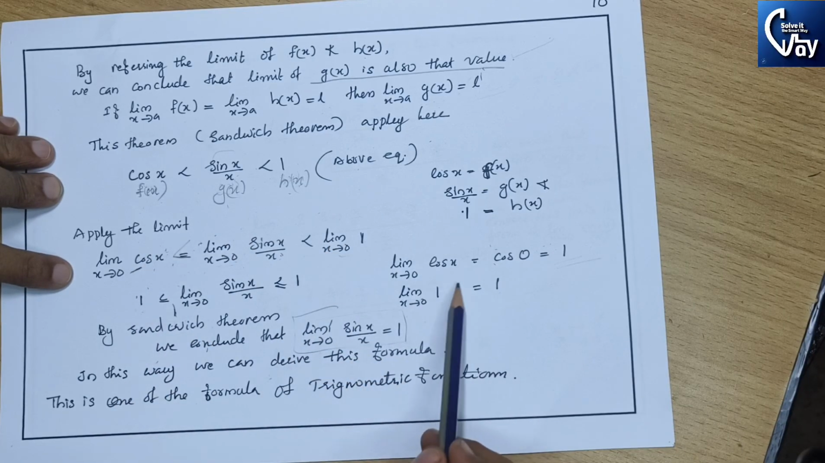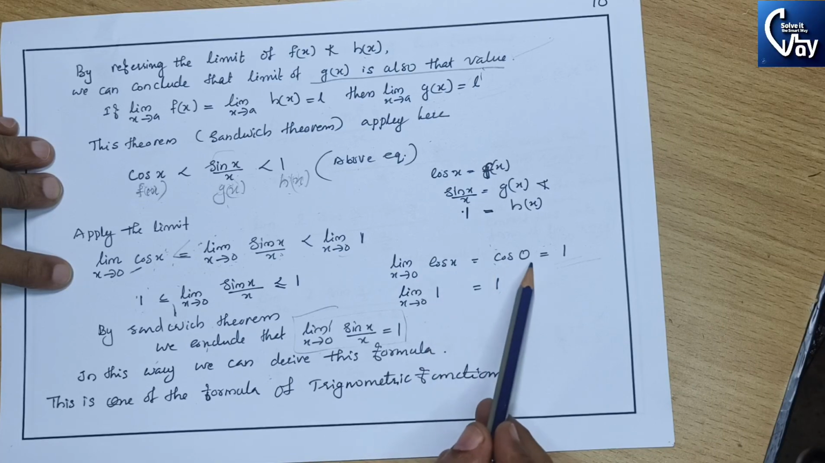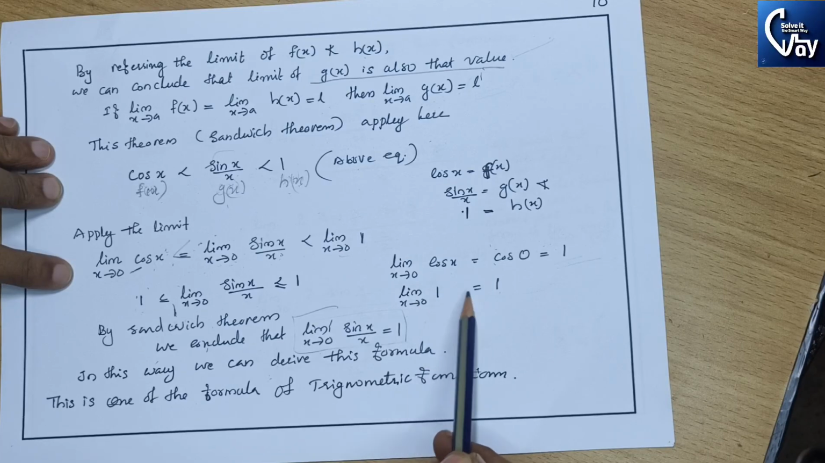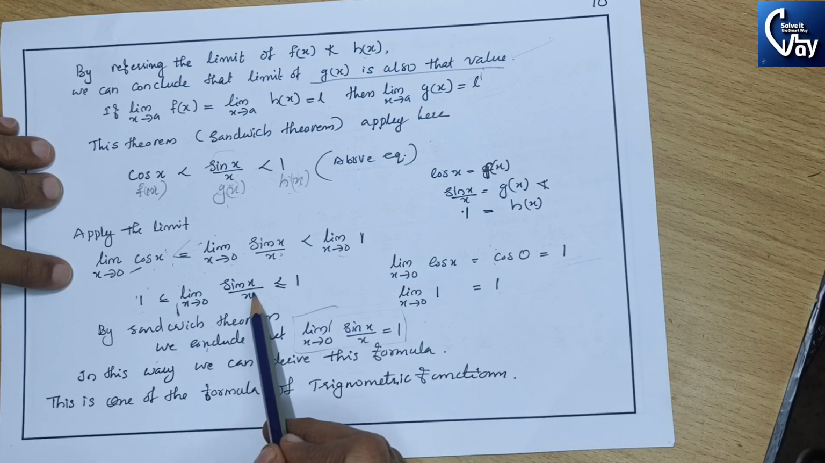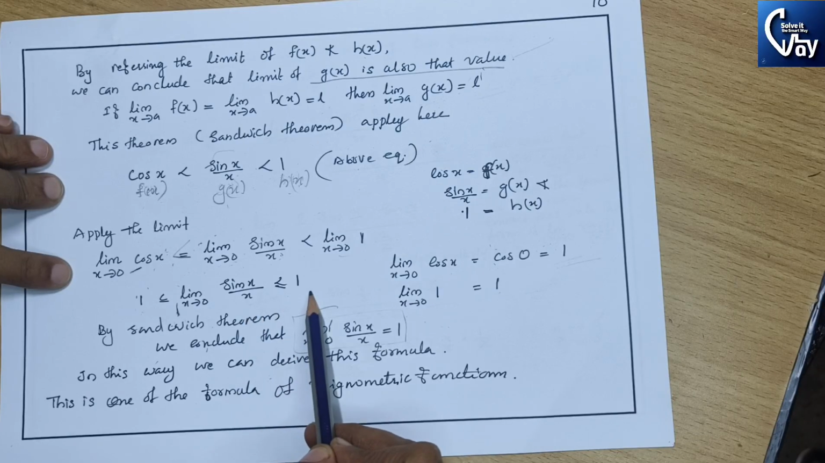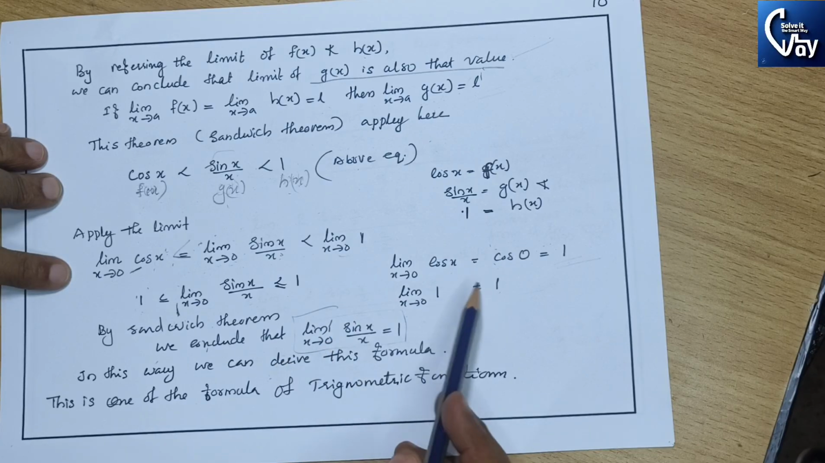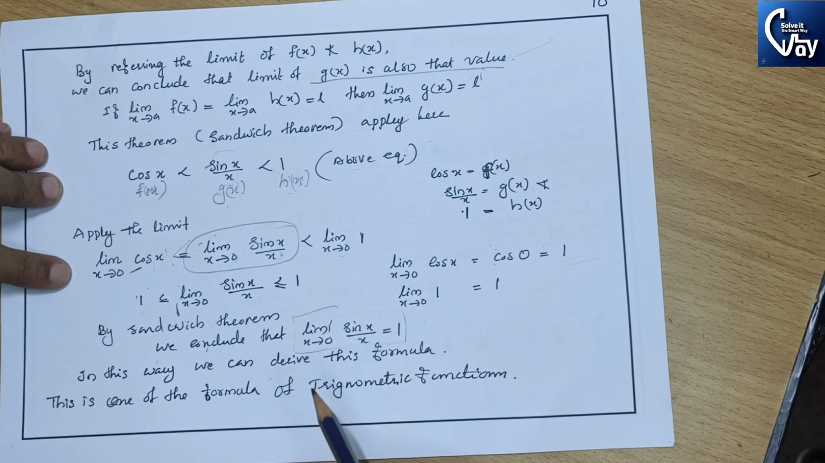Limit x approaching 0, cos x equals, applying the limit directly, cos 0, which is equal to 1. Limit x approaching 0 of 1 is equal to 1. So 1 is less than or equal to limit x approaching 0 of sin x by x, which is less than or equal to 1. By the sandwich theorem, we conclude that limit x approaching 0 of sin x by x is also 1. In this way, we can derive this formula.